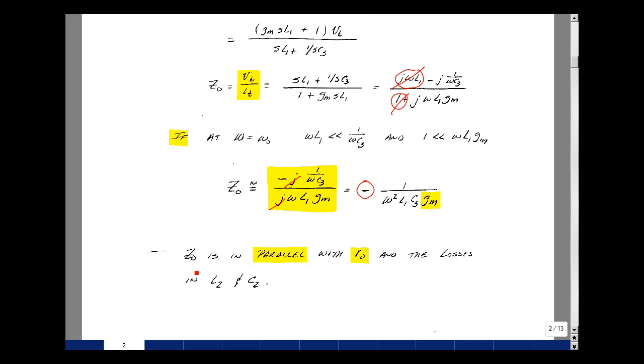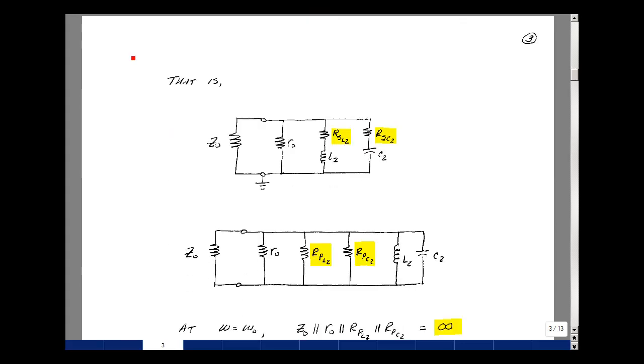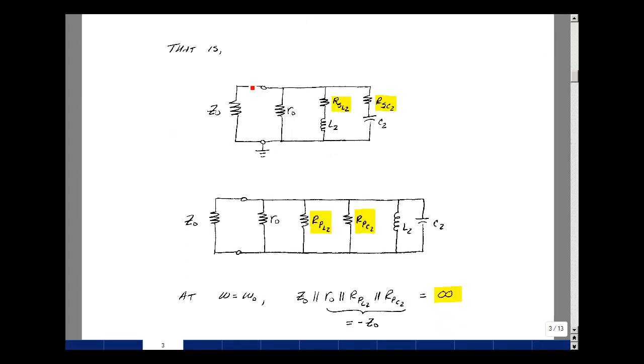Now our Z0 that we just found is in parallel with R0 plus the losses of L2 and C2. Let's take a look at that on the next page. In other words, we found our value of Z0 looking back into the circuit, and then in parallel with that is R0, and then L2 and C2, but they have losses. Represent those as series resistances. We know that we can convert that into a parallel resistance.